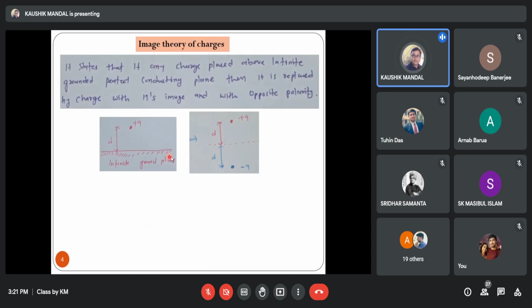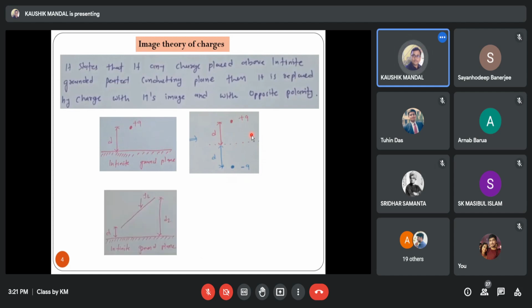Once we consider the ground plane as the reference line, we have to put a mirror. After putting a mirror, you can easily find the position of the image of the actual charge. So that will be the image of the corresponding charge. As per the image theory, once we consider the image of the charge, then we can replace or remove this ground plane.